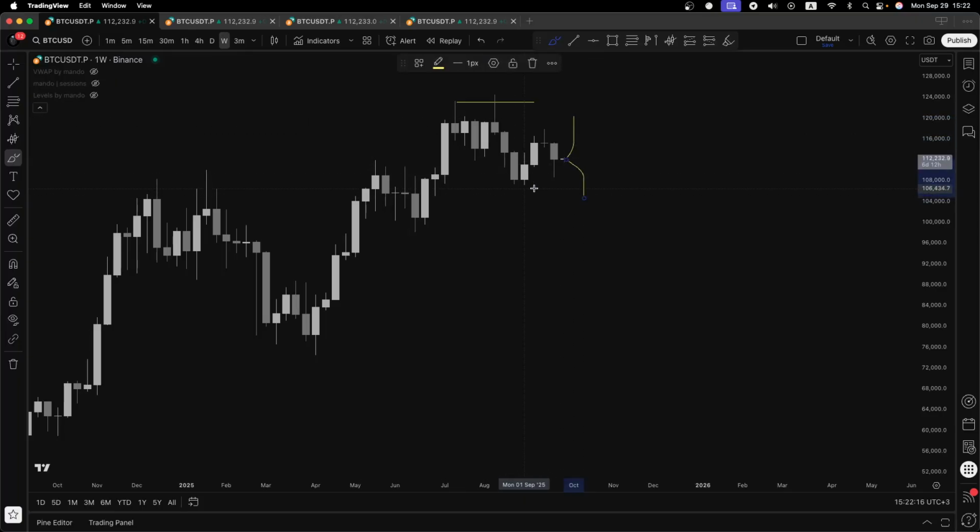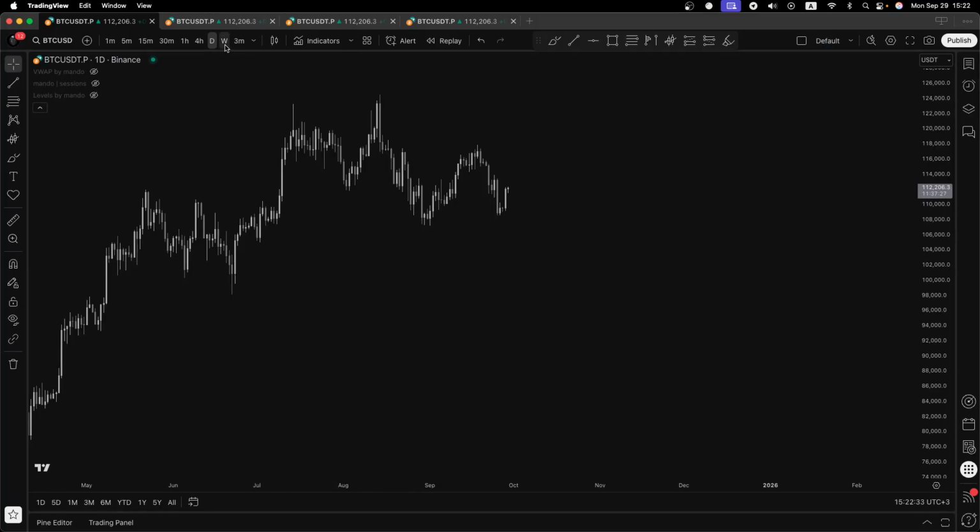I mean, enough with the job, right? We're chopping between this area for around 1, 2, 3, 4, 5 weeks now. So we'll see. Let's go into the daily.